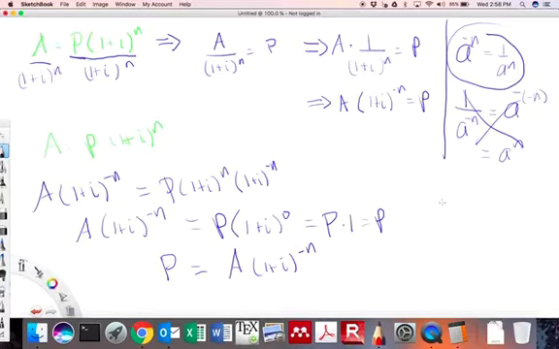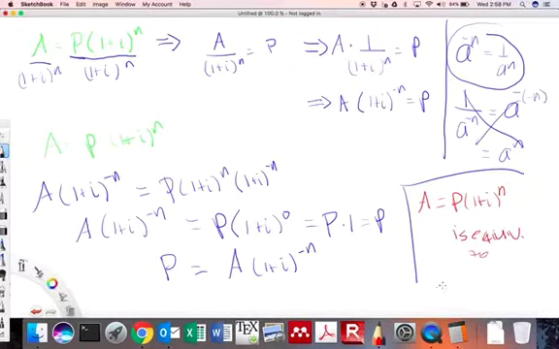So let's recap over here. I just want to make sure it's clear what we've established. A equals P times 1 plus i to the n is equivalent to P equals A times 1 plus i to the minus n.